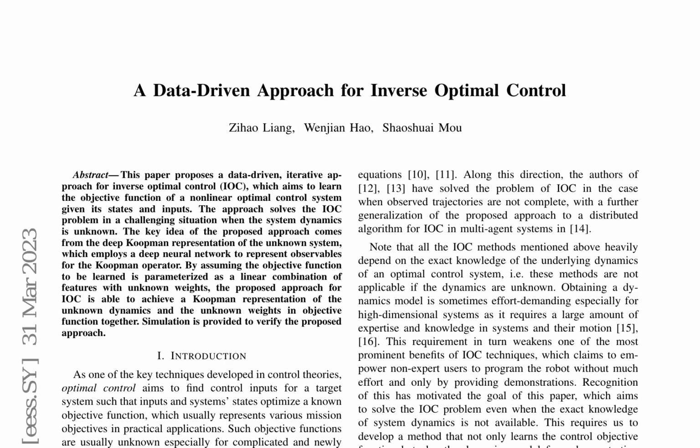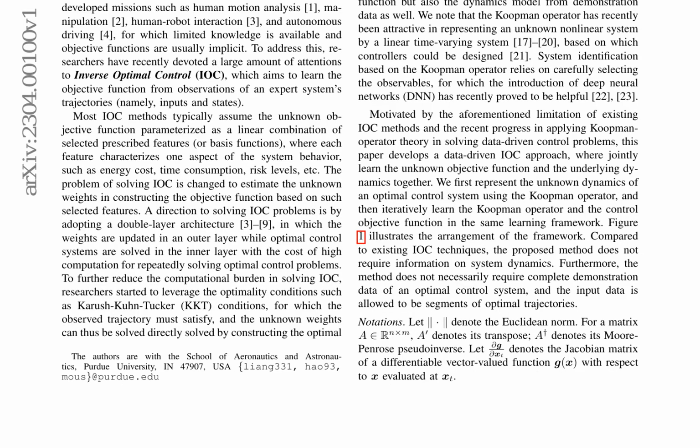The approach assumes the objective function to be learned is parameterized as a linear combination of features with unknown weights. By doing so, it learns the Koopman representation of the unknown dynamics and the unknown weights in the objective function together. This is in contrast to existing inverse optimal control methods, which typically require knowledge of the system dynamics and parameterize the unknown objective function as a linear combination of selected prescribed features. These methods often incur high computational costs and require complete demonstration data.